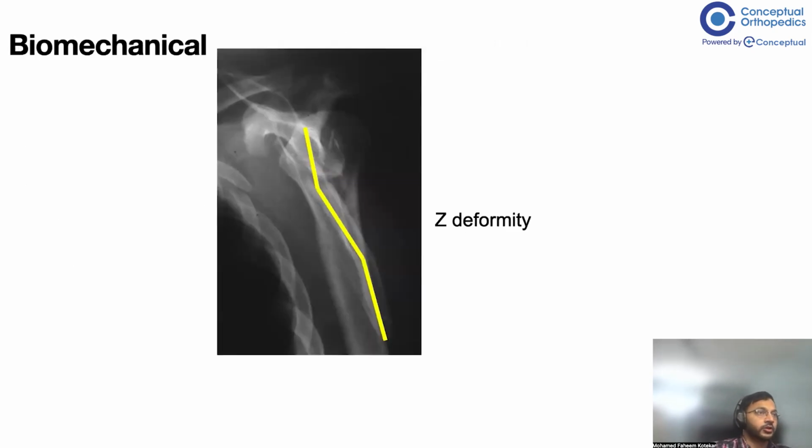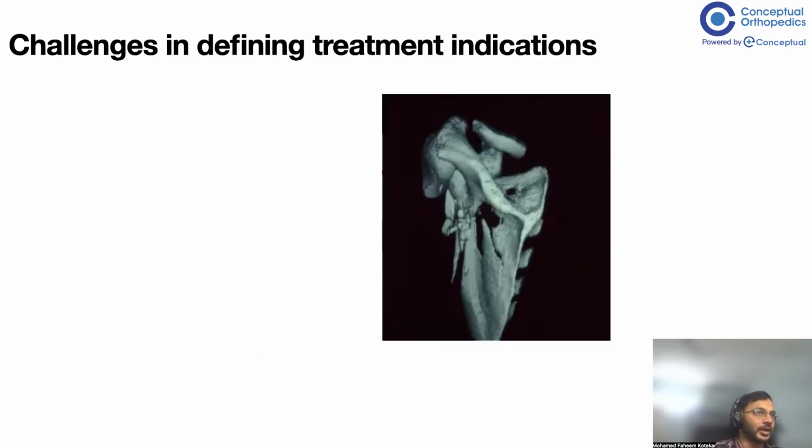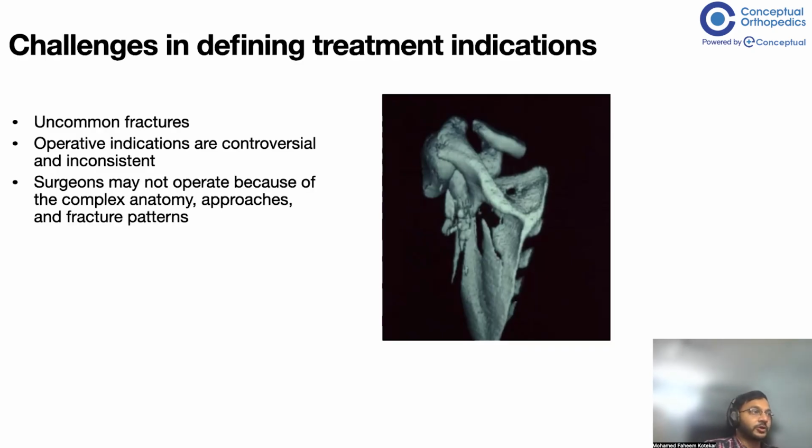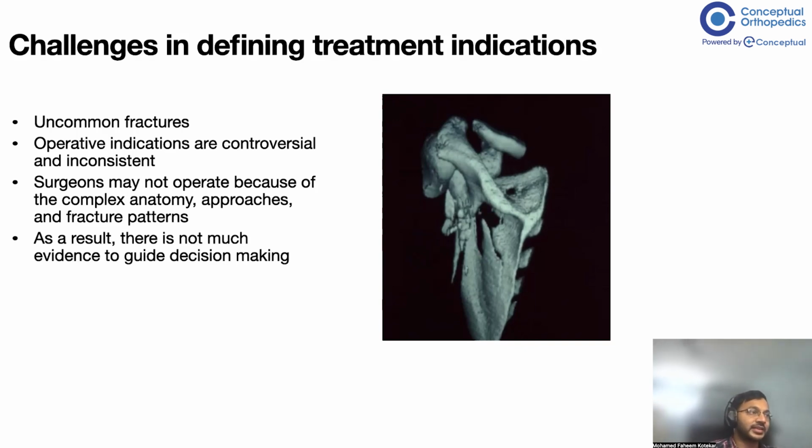Biomechanically, fractures will lead to a Z-shaped deformity because of the pull of the different muscles which are present on the scapula. Indications are controversial and inconsistent, and surgeons may not operate because of the complex anatomy, the approaches which are not very familiar, and the different fracture patterns. As a result, there is not much evidence when we come to scapular fracture treatment decision making.